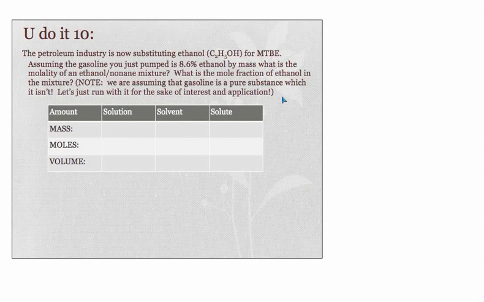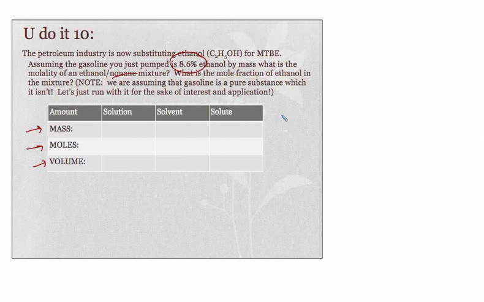Now we're actually going to be working one of these types of problems, and hopefully you'll get a good idea of what we're doing. So this is going to be your key aspect of it, is filling in this chart here and getting these filled in as much as possible, and then we can approach our final answers. So we have 8.6% ethanol by mass. And again, we're assuming that nonane, that gasoline's a pure substance, but it'll work for us.